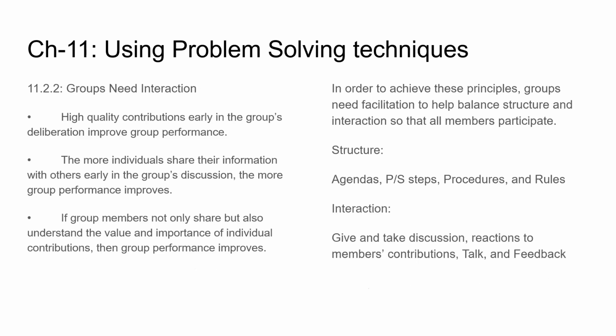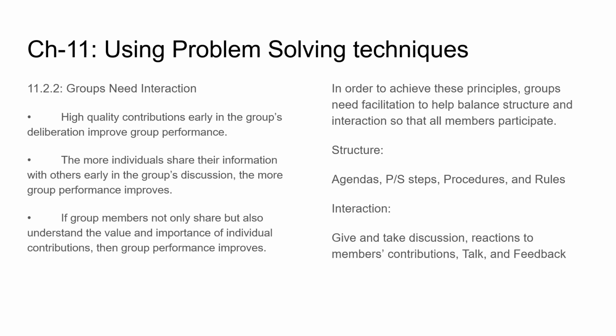11.2.2, groups need interaction though, right? So we still need to be able to communicate. Communication is so important to group success. Remember, high quality contributions early in the group's deliberation improve group performance. When people do good work at the beginning, it sets a tone and an expectation, and then people in the group will naturally meet it, right? But if it's set low or there are no expectations at all, you don't know what's going to happen. So that's really, really important.